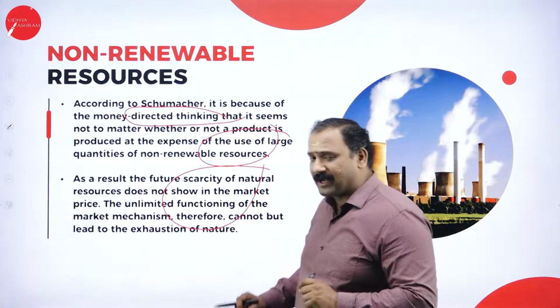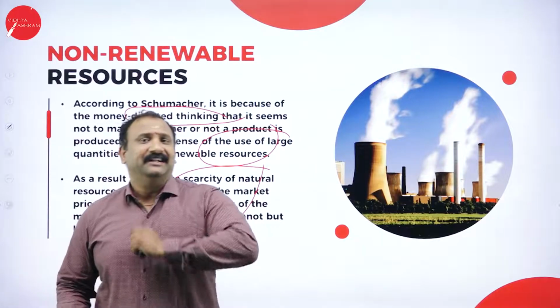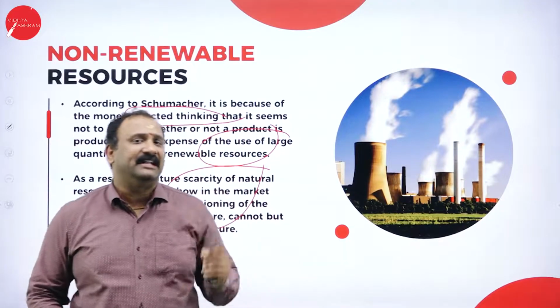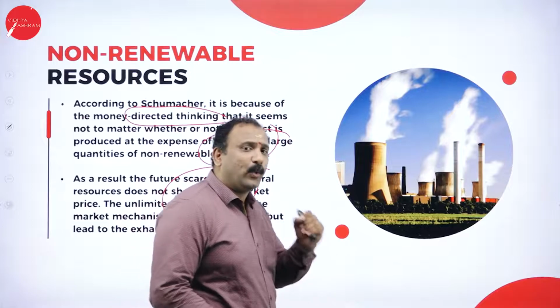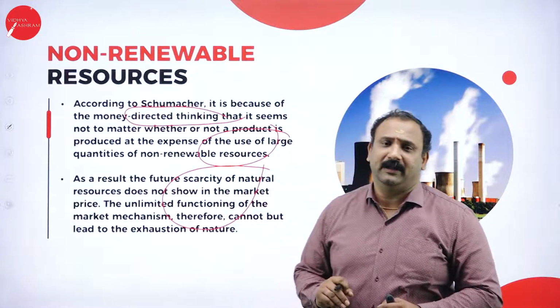So that's what Schumacher says, that being money directed, we just went forward, depleted all the resources, and we were never ever satisfied with the amount of money that was made by using these non-renewable resources.